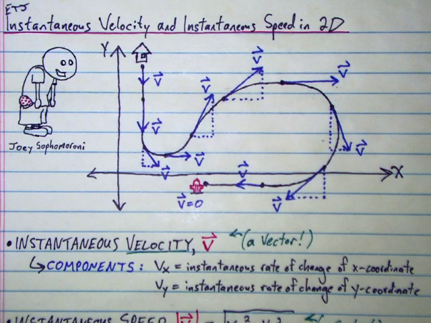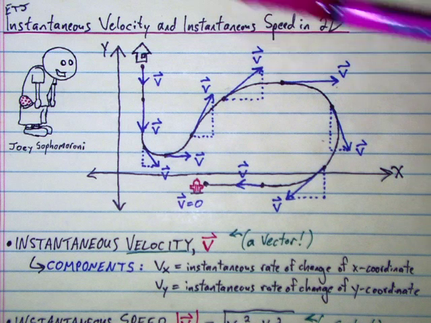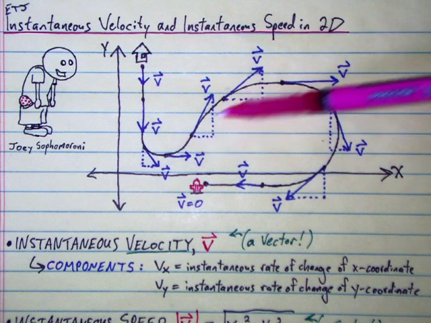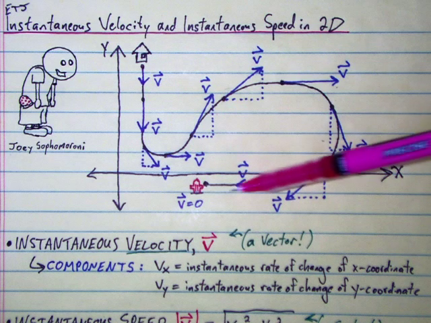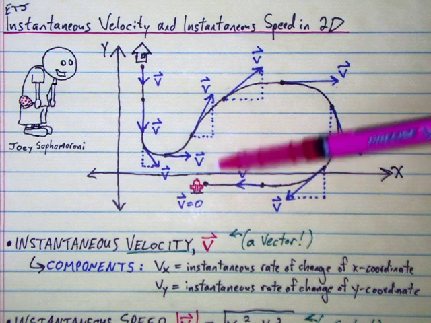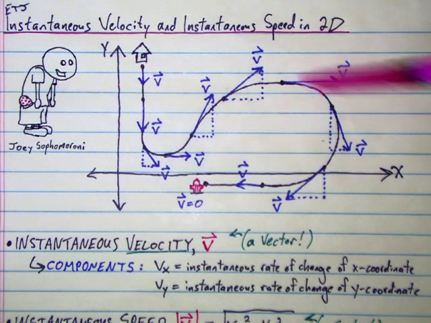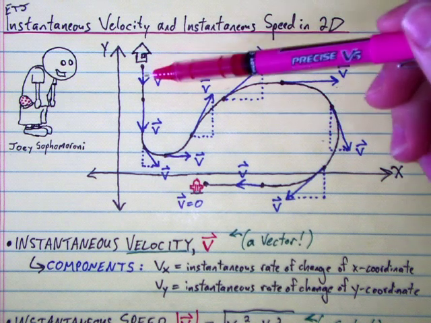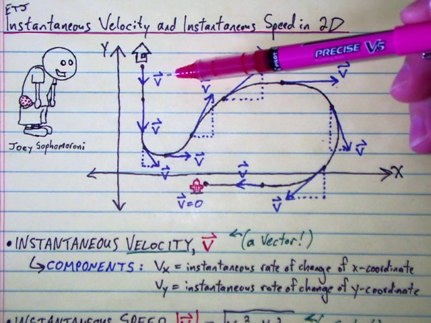Joey Sophomoroni borrows his mom's minivan and goes for a little drive. This is a map of his journey as he leaves the house, takes a few turns, and hits a fire hydrant, bringing his little adventure to an end. At several places along this path, I've indicated his instantaneous velocity, his velocity at that moment.